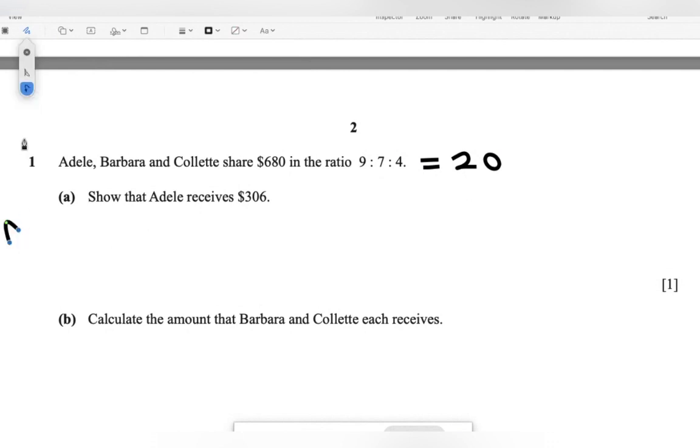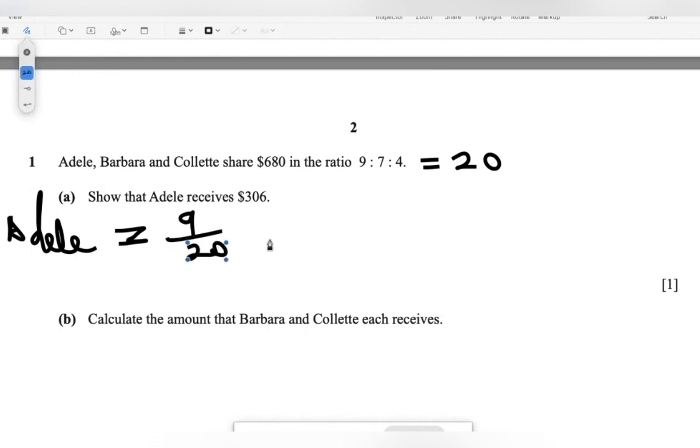For Adele, you say Adele equals the ratio of Adele over the total ratio. So his ratio is 9. So we say 9 over the total ratio, which is 20. We found the total sum of the ratio to be 20. So we say 9 over 20, multiplied by the total money they asked them to share. The total money that has been given to them to share.